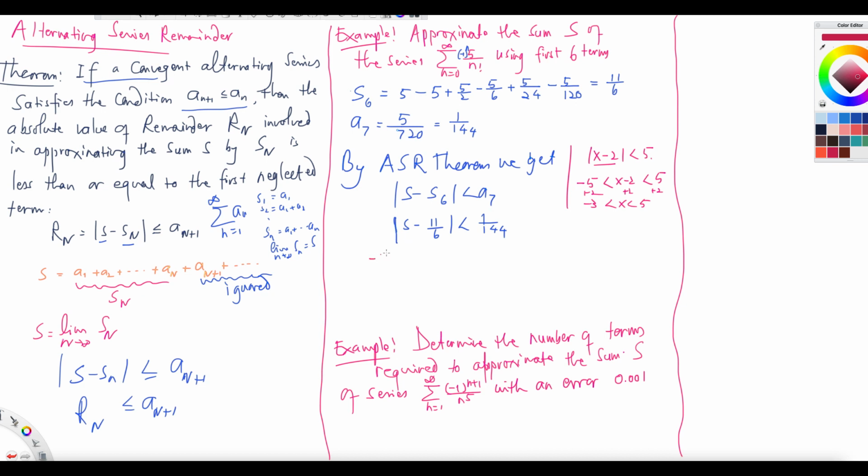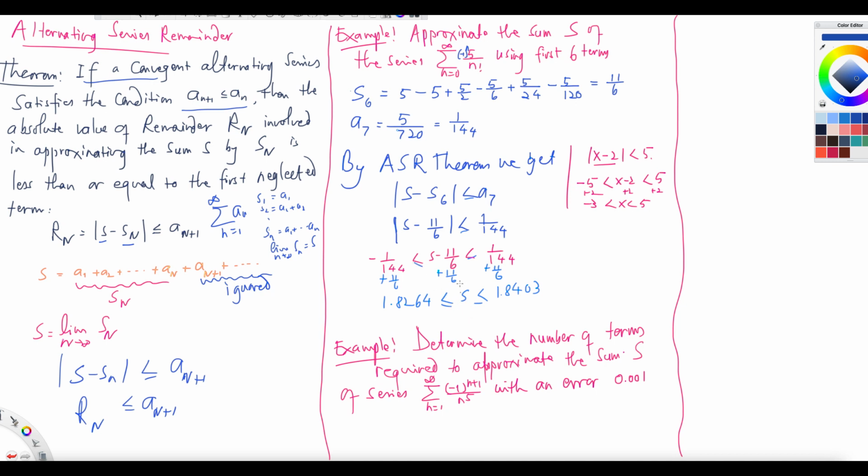Similarly, if you do that here, you will get negative 1 over 144 is less than S minus 11 over 6 is less than 1 over 144. Now what you do next is just add 11 over 6 on both sides. You can use a calculator for that. If you do that, you will get 1.8264 is less than S is less than 1.8403. You can write less than or equal to, no problem.